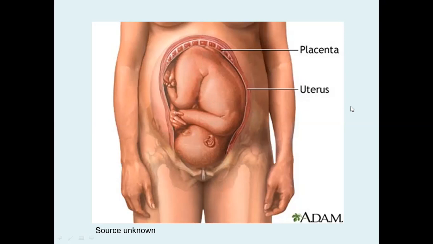pass out with ease. And then in this case, the placenta is up the top here. Now the placenta can be anywhere. It can be at the top, it can be at the side or that side, or the front or the back of the uterus.